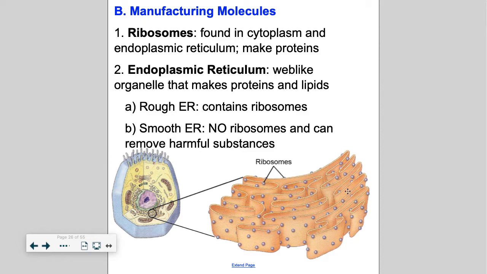Now, if you come across ER, endoplasmic reticulum, that has ribosomes, and you look at it, imagine if you could take your hand and brush it across the surface. It might feel rough, okay? So we call it rough ER because it has these ribosomes embedded into it. That's how endoplasmic reticulum make proteins, because of those ribosomes. If you come across endoplasmic reticulum that do not have ribosomes, then we call it smooth ER, okay? And they tend to make lipids. Smooth ER can also help remove harmful substances.